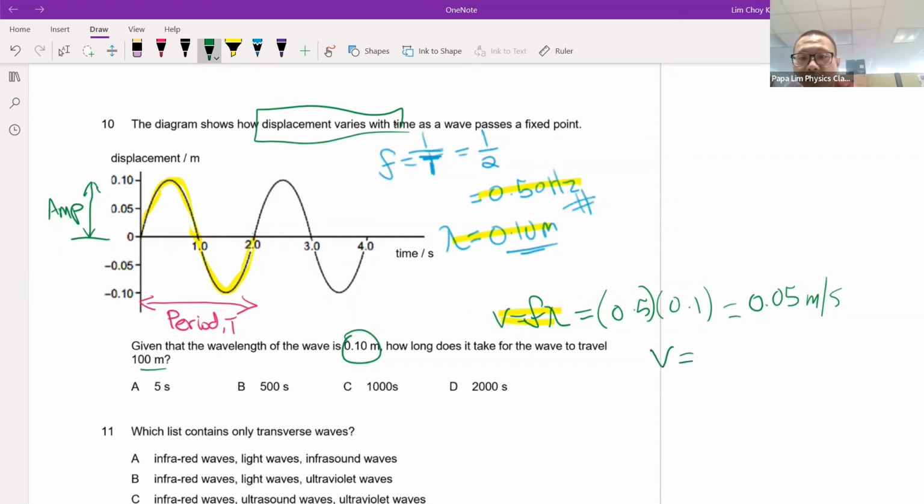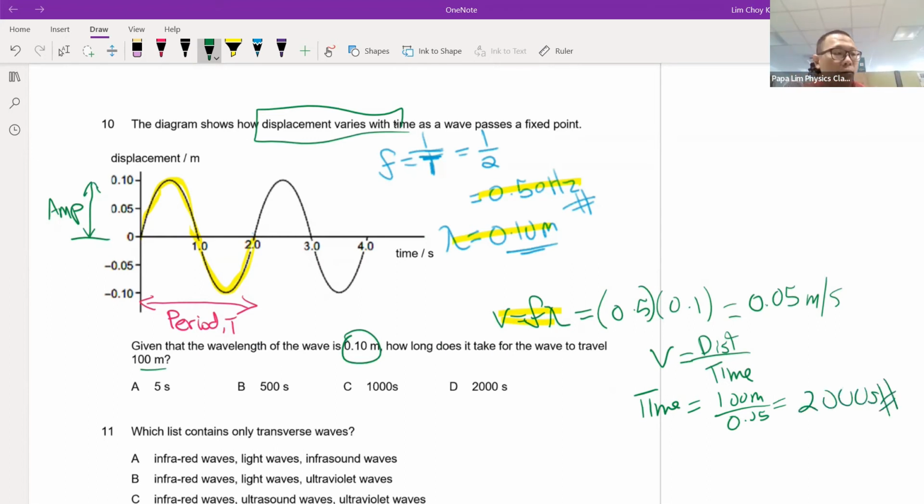Speed is distance divided by time, so I need the time to travel 100 meter. Given the speed is 0.05 meter per second, how long do I need? I will need 2000 seconds. Okay, answer solved. So this will be the question that we have.